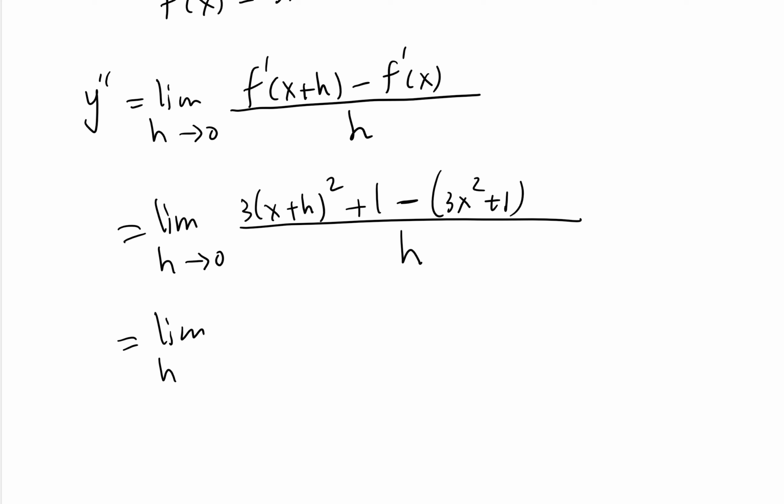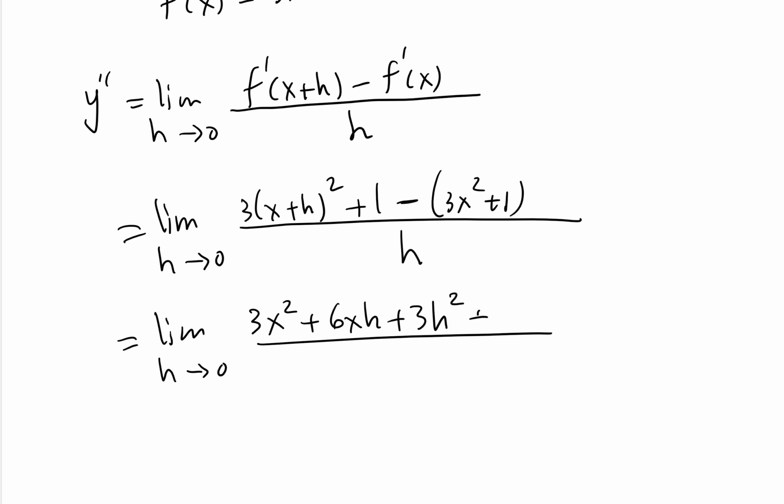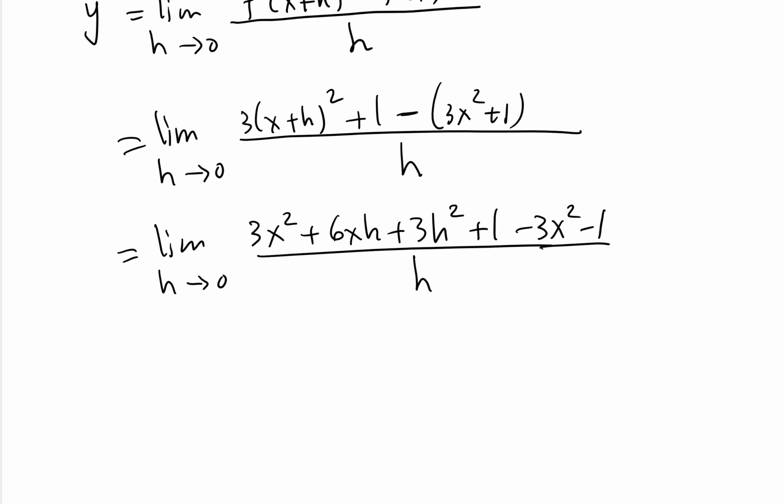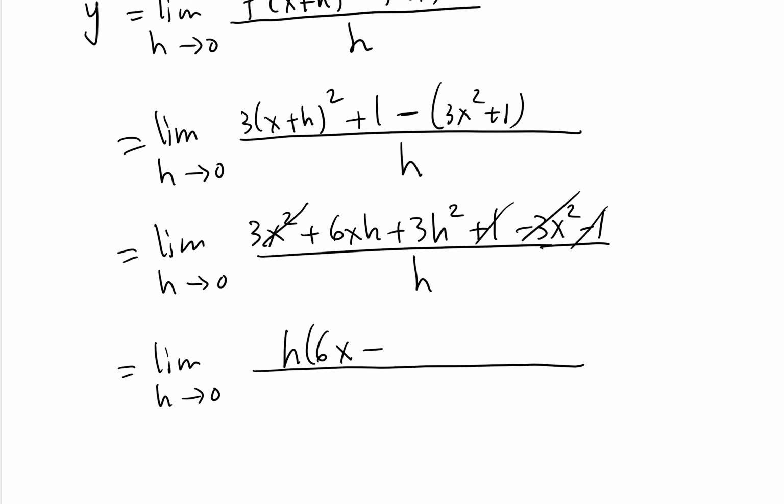Now we try to simplify. On the top, we get 3x squared plus 6xh plus 3h squared plus 1 minus 3x squared minus 1, all over h. The 3x squared cancels, and the 1 cancels. We can factor an h out, 6x plus 3h, all over h. The h cancels, and that gives us 6x. That's y double prime.